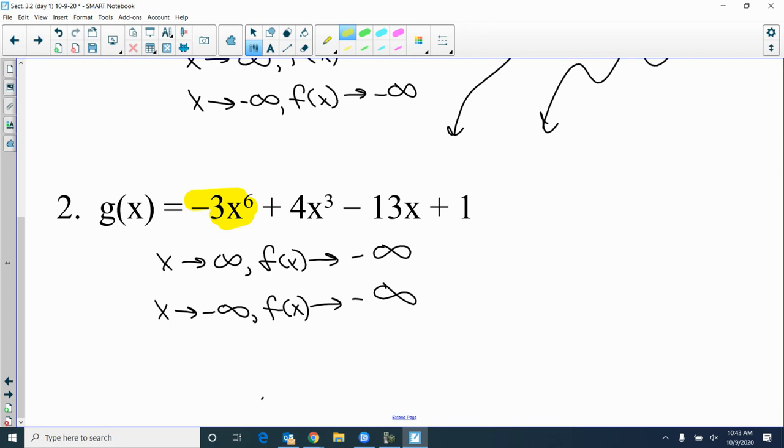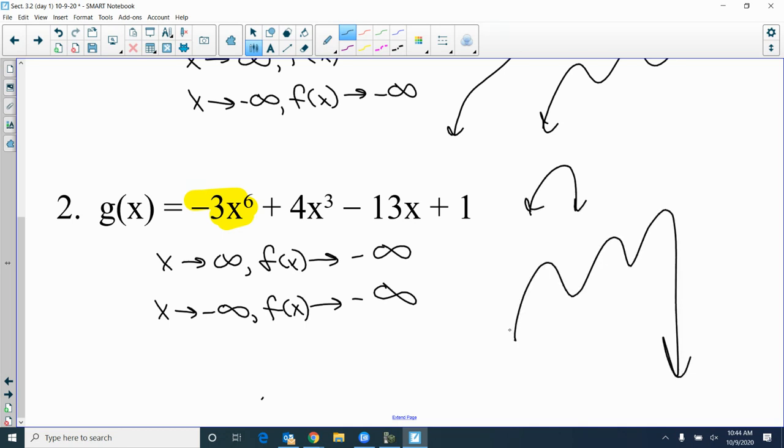You're only looking at negative 3x to the 6th. If you need to look at the other side, that's fine. They're both going down, so it opens down like this, just a parabola open down. But there's going to be more stuff going on in between, okay? So just end behavior, that's all we look at: x to the 6th, and then the constant in front of it.